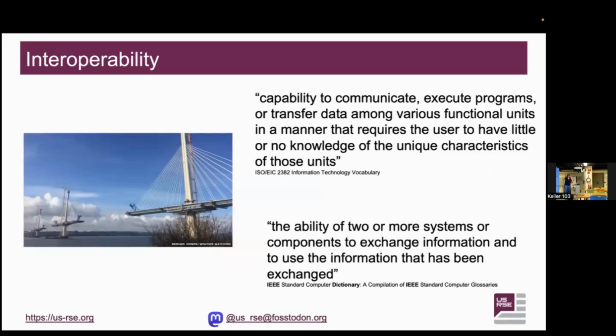Interoperability. You all know we work with so many different aspects of research software in our lives. So we want results to also work on a different system. We want the different systems to communicate with each other, execute programs, and transfer data among various functional units. That is really interoperability.